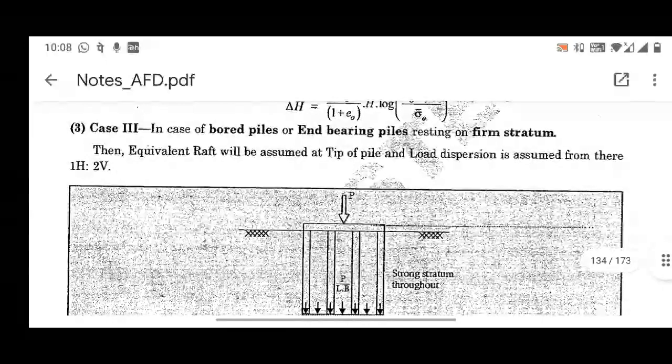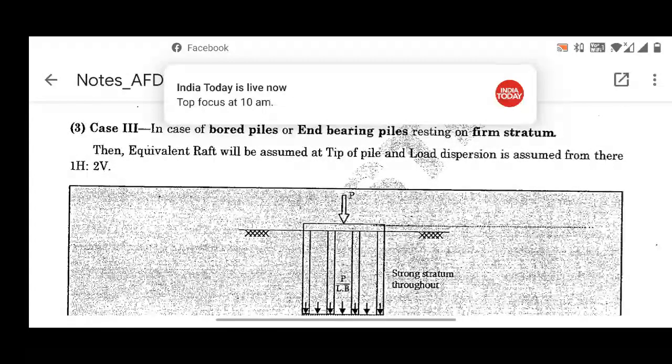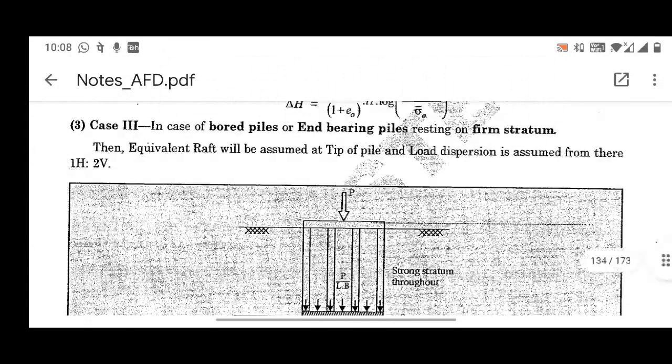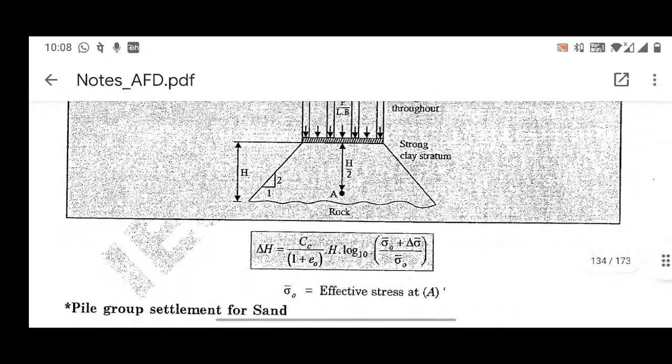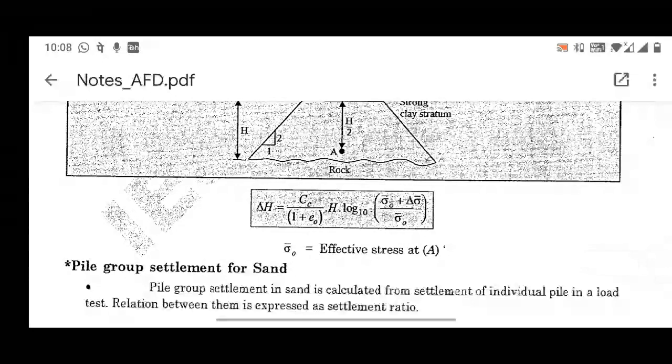In the case of friction piles only, we have the load spread from two-third of the length. But whenever we have end bearing piles, not friction piles, we have to consider the entire length into account. From the entire length, at the base, we have a load spread of 2:1. And similarly, we compute the settlement using this formula, that is Cc H naught upon 1 plus e naught log sigma naught plus delta sigma upon sigma naught.